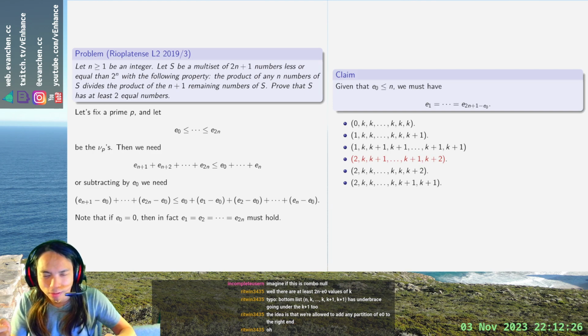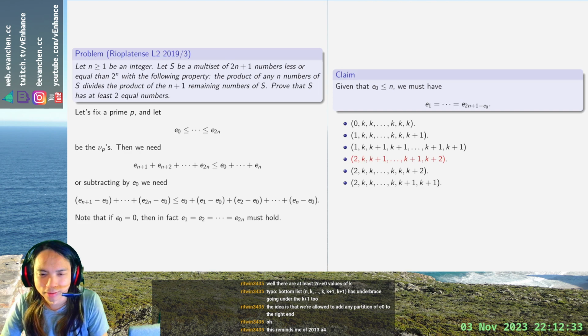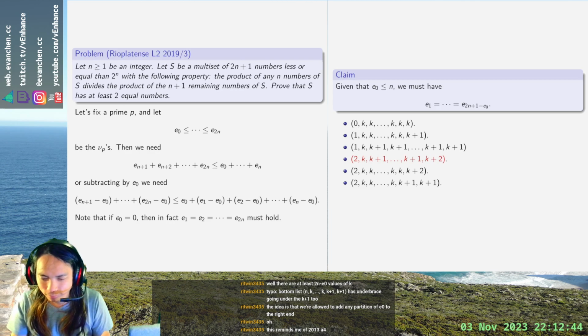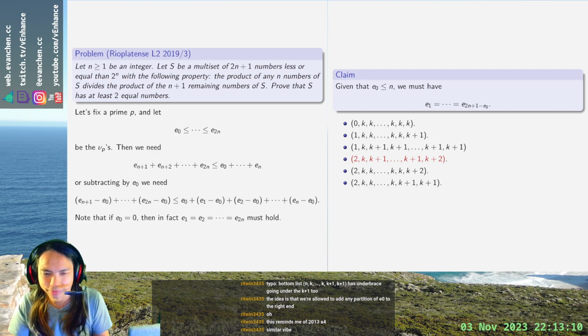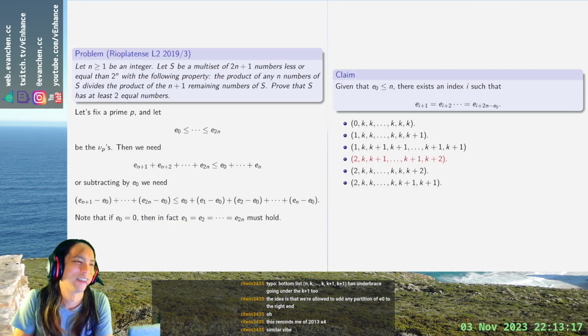there exists an index I such that EI, like, it's still n minus e zero. Sorry, I misspoke earlier. Yeah, so even for one, this is what the shape is. It's like you have e zero. You can use it to spread it on either of the ends. Yeah, it's a lot like A4. Yeah, 2013 A4 vibes.